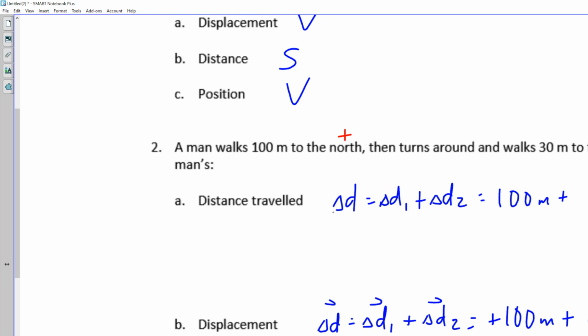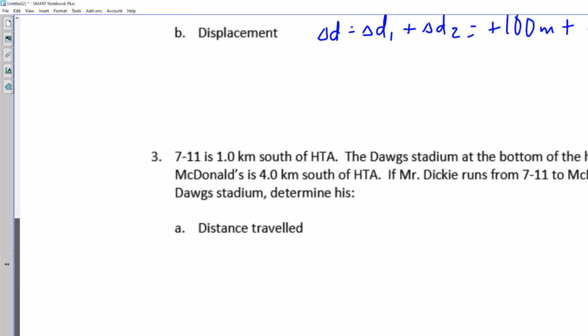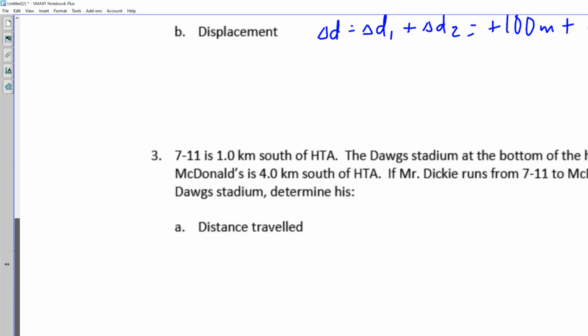Let's label HTA. HTA seems to be the reference point. It says the dog stadium at the bottom of the hill is 2.5 kilometers south of HTA. So I'm going to say dogs here is 2.5 kilometers south of HTA. I don't care where I'm walking yet. I just care where these things are, right? It's the map. It's not the path that I've taken. McDonald's is 4 kilometers south of HTA.